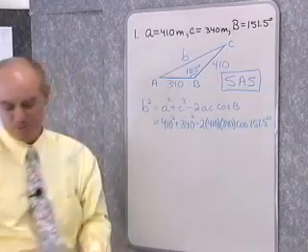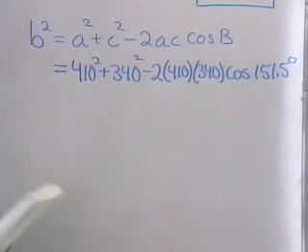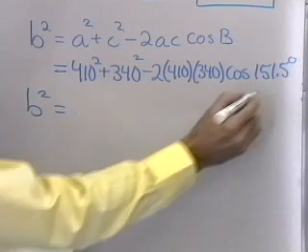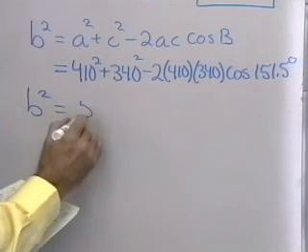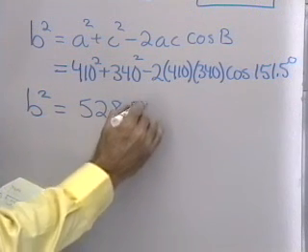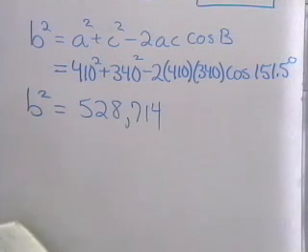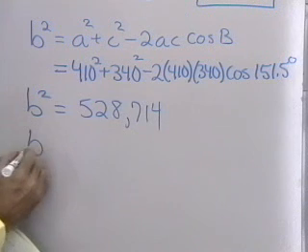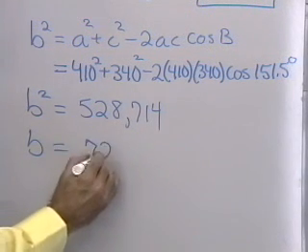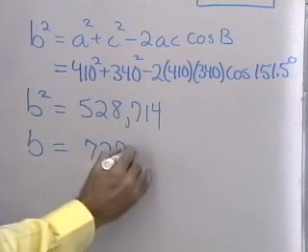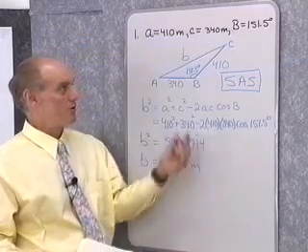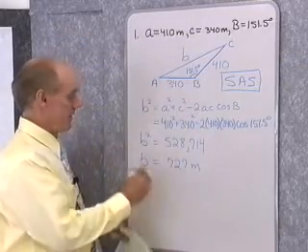Now I've worked this out on a calculator ahead of time, and B squared, when I do this arithmetic on a calculator, gives me 528,714. Then that's B squared, so I'll take the square root of that by using the square root button on the calculator, and to 3 significant digits, it's 727 meters. So I get 727 meters for side B right here.